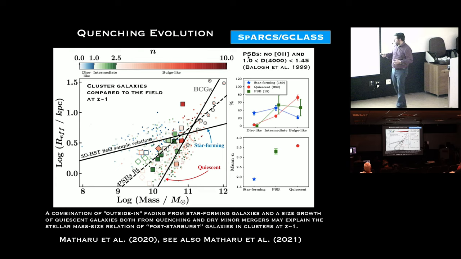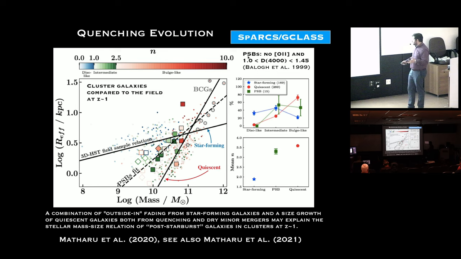epoch of observation. The fact that they do show these A-type star features, which are Balmer lines, hydrogen absorption features from the Balmer series that come from relatively young stellar populations, means that those galaxies were forming stars relatively recently, right? They stopped forming stars within a couple of gigayears from the epoch of observation.